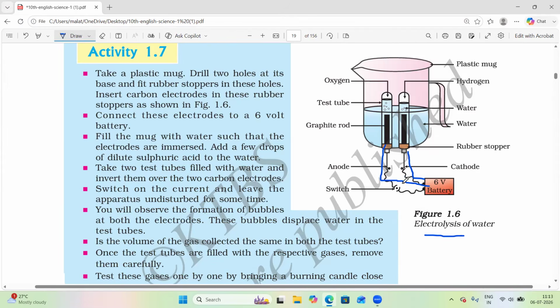If you connect the graphite rod to the negative terminal, that is called the cathode. It is the negative terminal of the battery. This is the positive terminal of the battery. The positive terminal of the battery connected to one rod will be the anode. The negative terminal of the battery connected to the other graphite rod is the cathode.